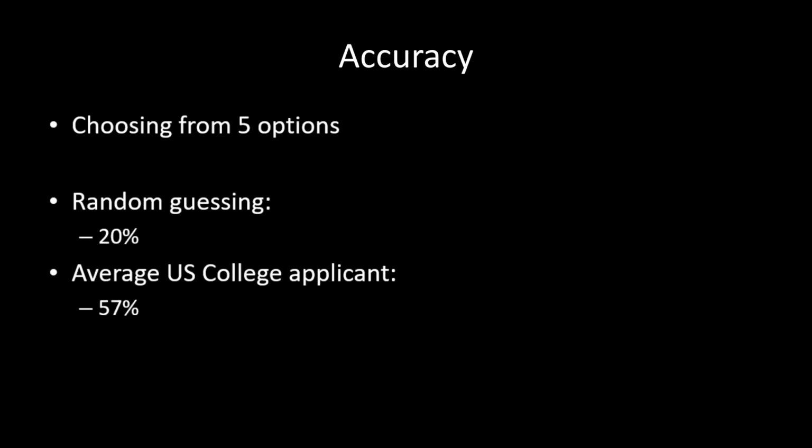So let's test our computer model. We're going to do the analogy test where we choose from 5 options. If we were randomly guessing, if you didn't know what you were doing, you would get 20% on this particular test. The average US college applicant gets 57%, so better than guessing. And it turns out these word lists that I just told you about actually do almost as well as the US college applicants, so 56%.